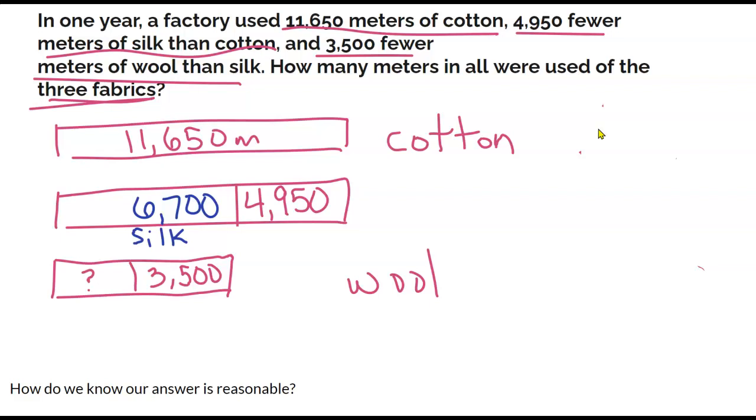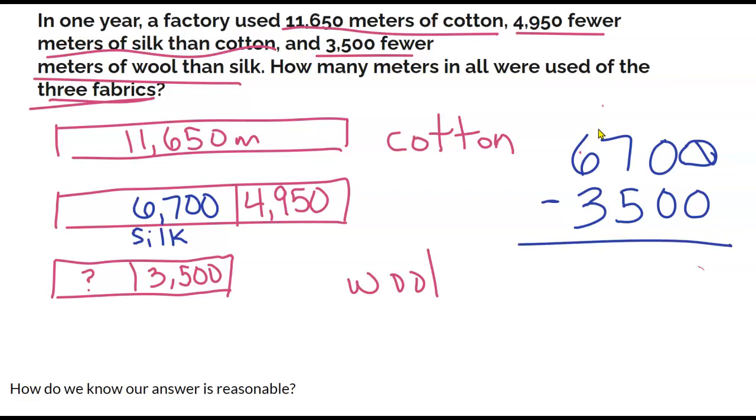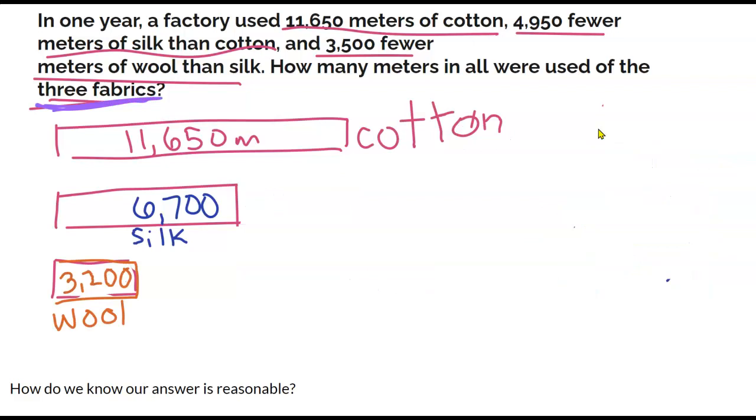So we know that we have 3,500 fewer meters of wool than silk, or they used that much. So I'm going to take my 6,700 of silk, and then I need to take away the 3,500 of wool. So let's use a standard algorithm. We're going to start with our 1s. 0 take away 0 is 0. 0 tens take away 0 tens is 0. 700s take away 500s is going to be 200, and then 6,000 take away 3,000 is going to be 3,000. So of wool, they used 3,200 meters of wool. Okay.